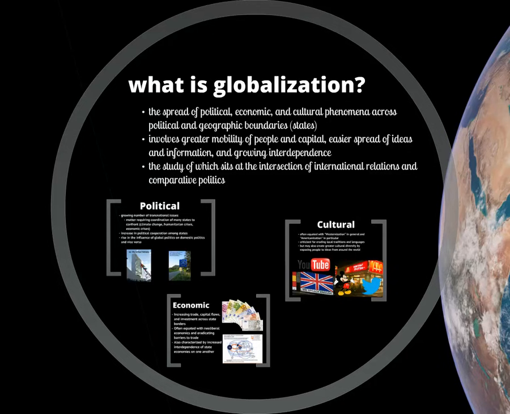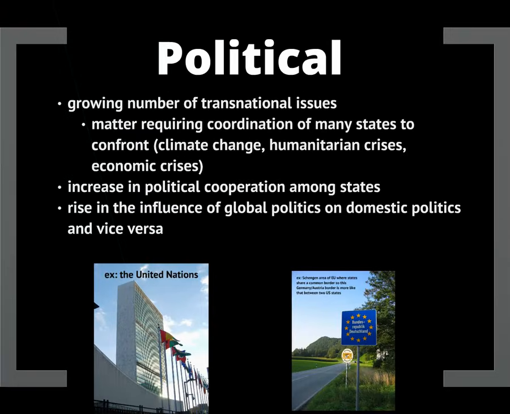We can divide globalization into three rough categories. The first is political globalization, which involves greater integration of and cooperation among states. One reason for this is that many important issues are increasingly transnational, and transnational means that they involve multiple states, and they require the cooperation of all of these states working together to have any hope of being solved. Because of these transnational problems, we've seen the development of many international governmental organizations that have real influence on policymaking and the debates over global issues.